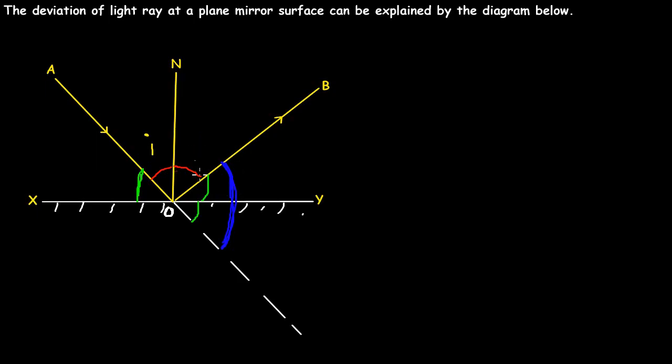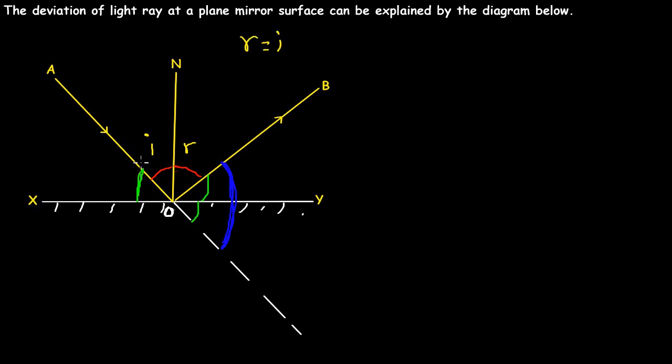Now, when the ray of light is reflected, it also forms another angle which we call the angle of reflection. However, experiment shows, and according to the laws of reflection, that the angle of reflection is always the same as the angle of incidence. So we represent that with R, but R is equal to I.